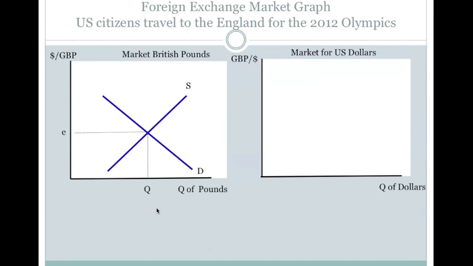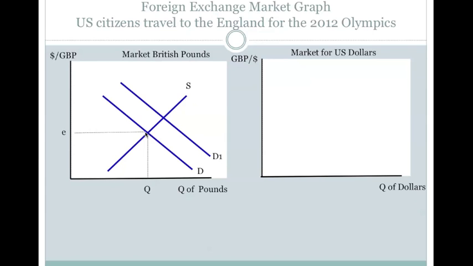Okay, so I'm going to England. I want British pounds. I want to buy British stuff. I want to stay in a hotel. I want to buy their products. I want to go to the Olympics. I demand more British pounds. Well, as you know from previous classes, if we have an increase in demand, that's going to be a shift to the right of the demand curve. Okay, shift to the right. Go from D to D1.